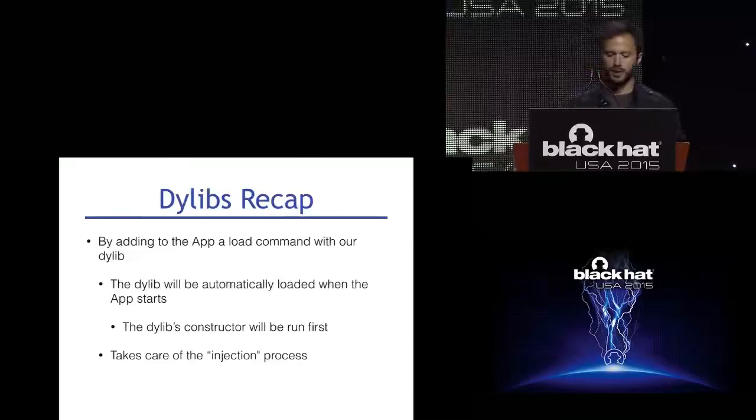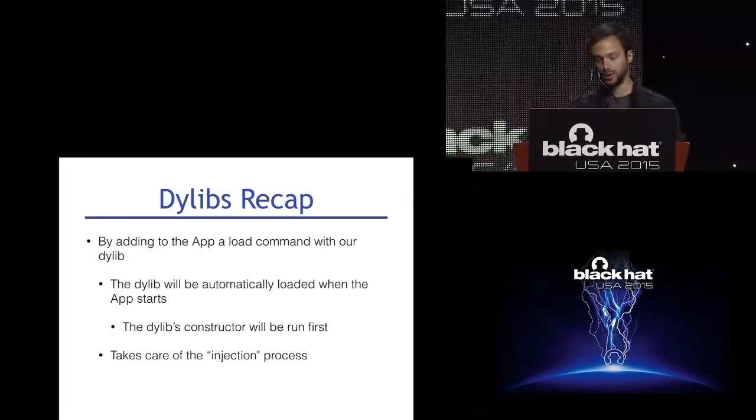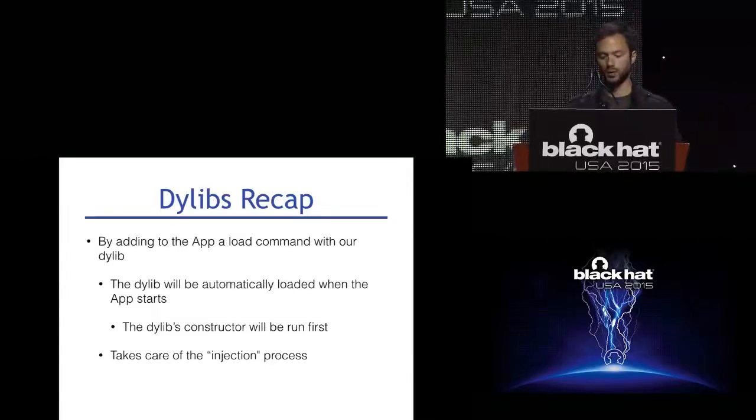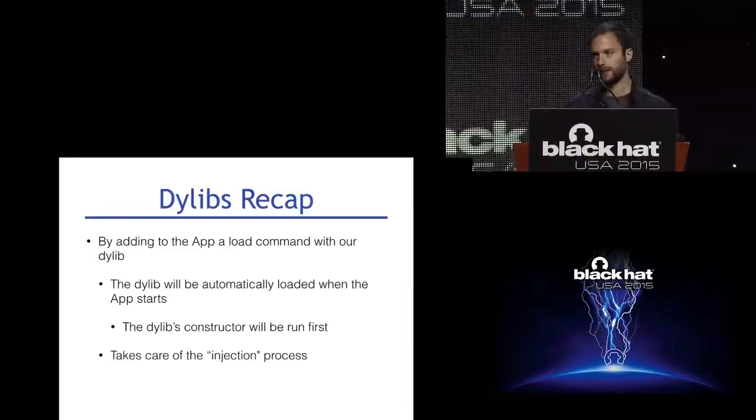So to make a quick recap, when we added this dependency on our project, we're creating this load command that will basically allow the dylib to get automatically loaded when the app starts. And then there's going to be the constructor that is going to get called right after that. And so basically, this whole thing takes care of the injection process of our library, which is different from what we were used to in our jailbroken environment. So now we can solve that with just the dependency mechanism.